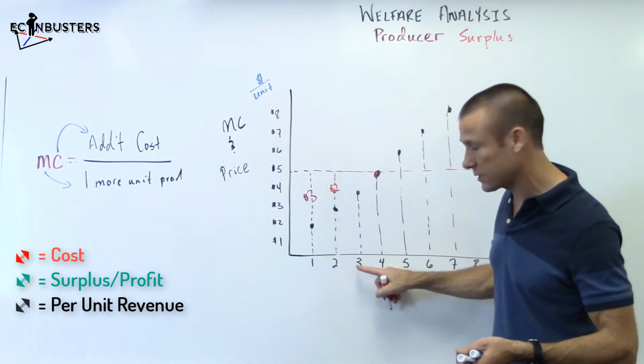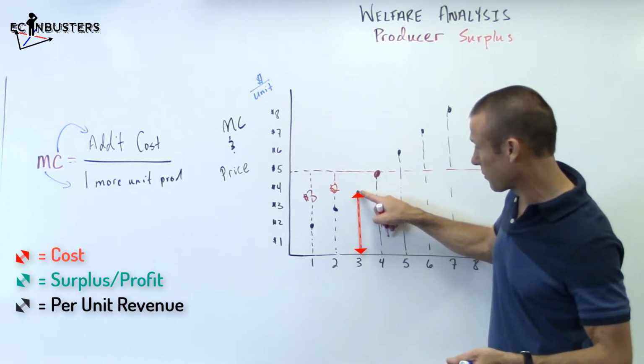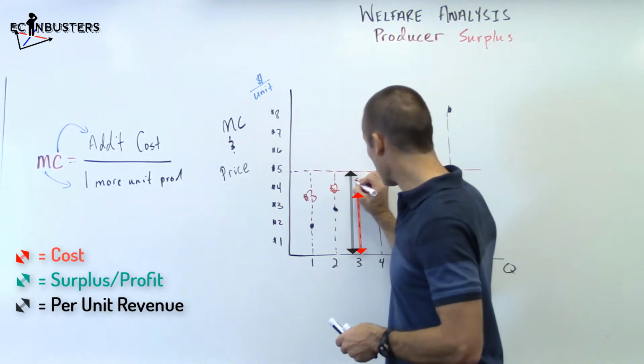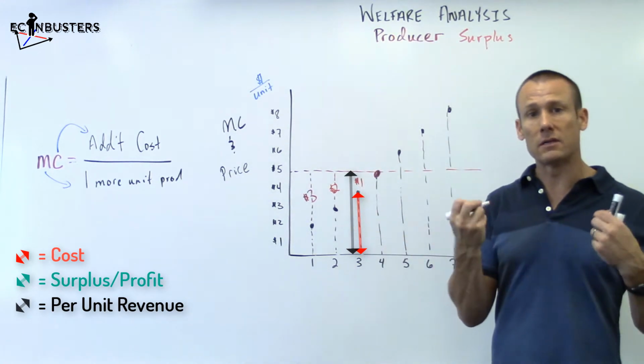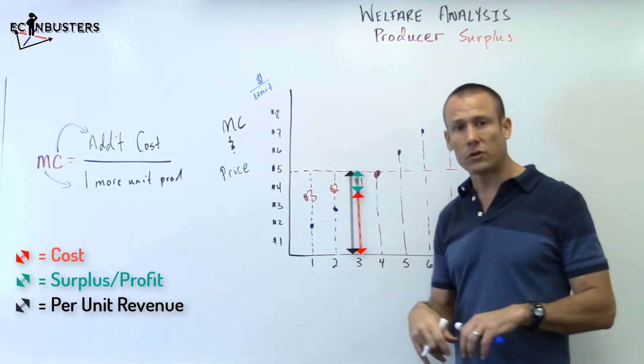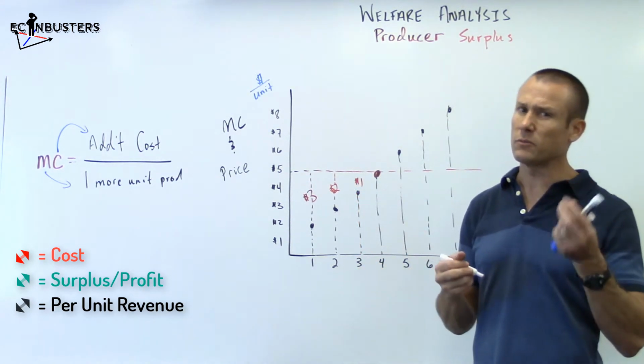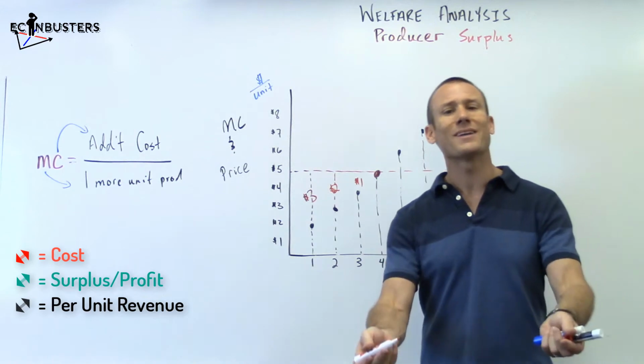So for the third slice of pizza, it's going to cost us $4 to make it, $5 in per unit revenue because that's the price. We're getting $1 in surplus. Now for the fourth good, the amount it costs is also the per unit revenue. Now some students say, well, why would you even make it? And you might not, okay?